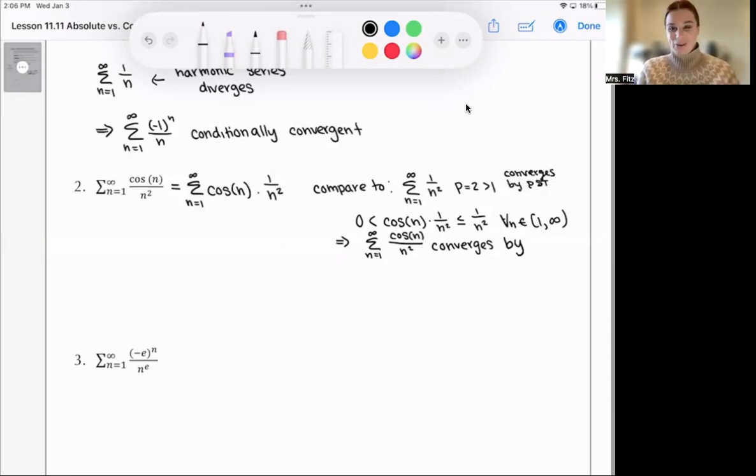She's been so good the whole time I've been filming videos, and my dog had to walk by. Okay. Converges by direct comparison test. Okay. Got a nice little appearance from Scar.